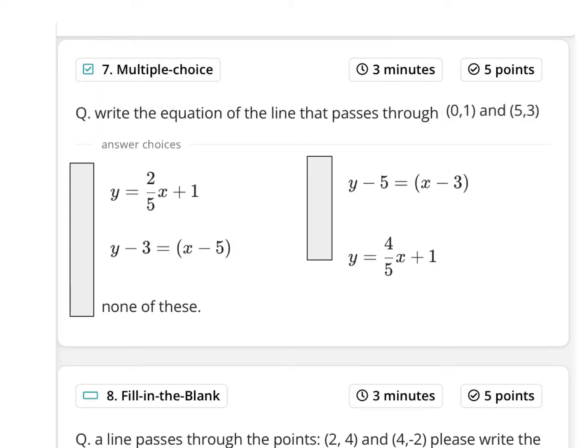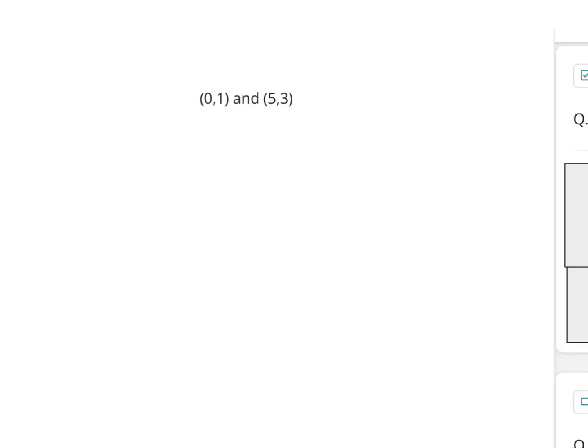We're on question 7. It says, write the equation of a line that passes through the point 0, 1 and the point 5, 3. Well, let me make some space for this problem. And we want the equation of the line that passes through these 2 points. Now, what could we do with 2 points? The only thing that we could do with 2 points is the slope formula.